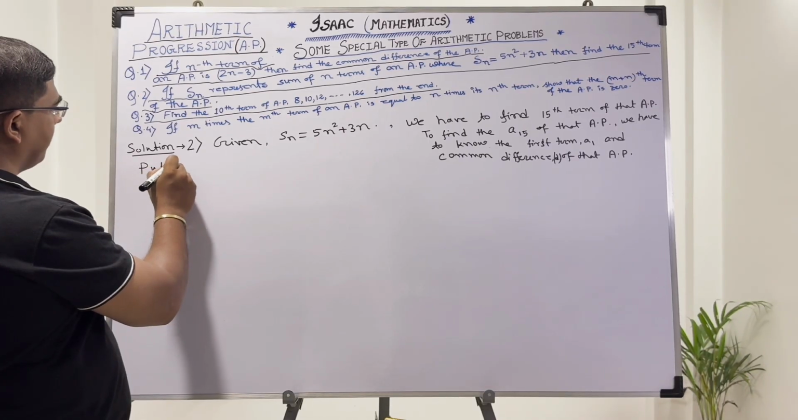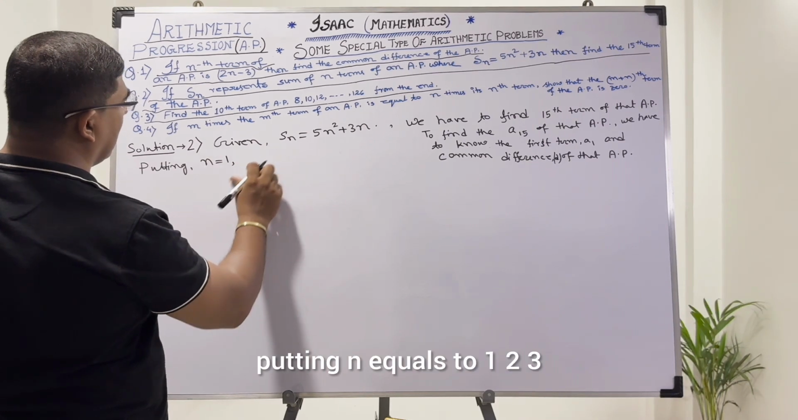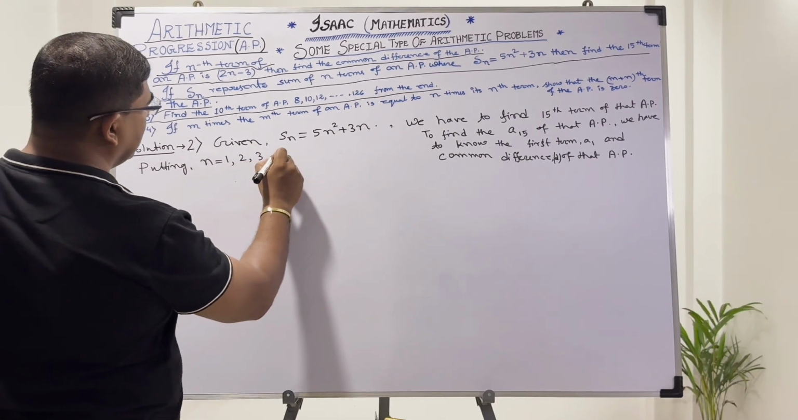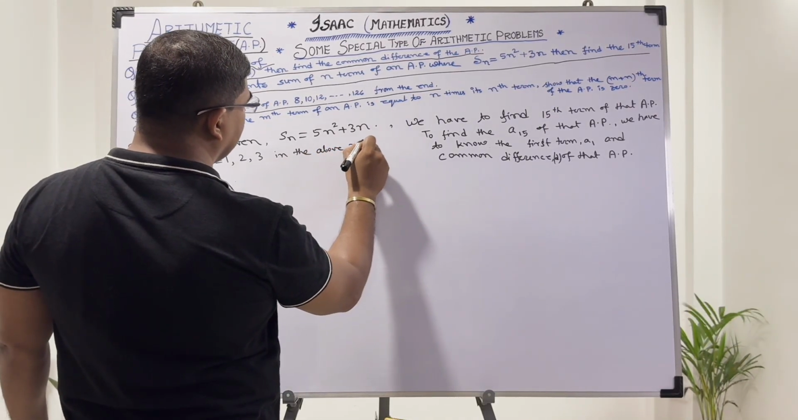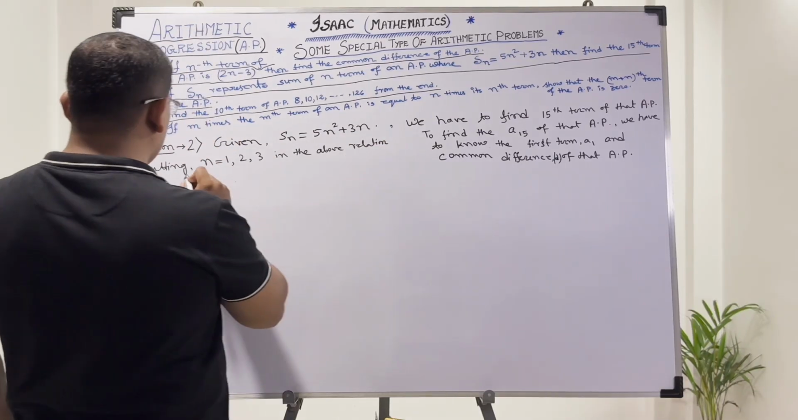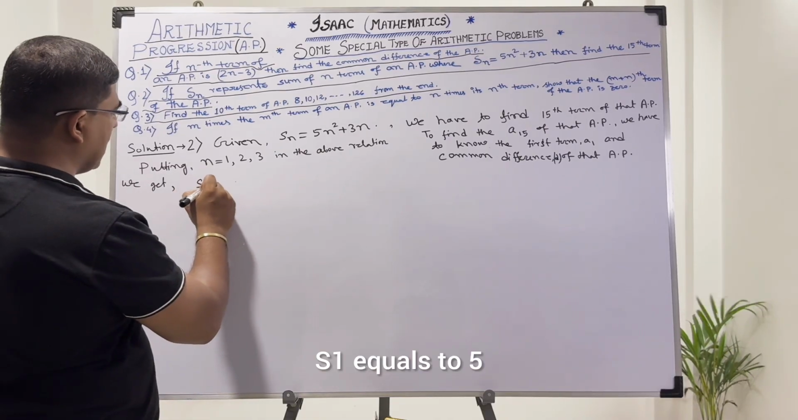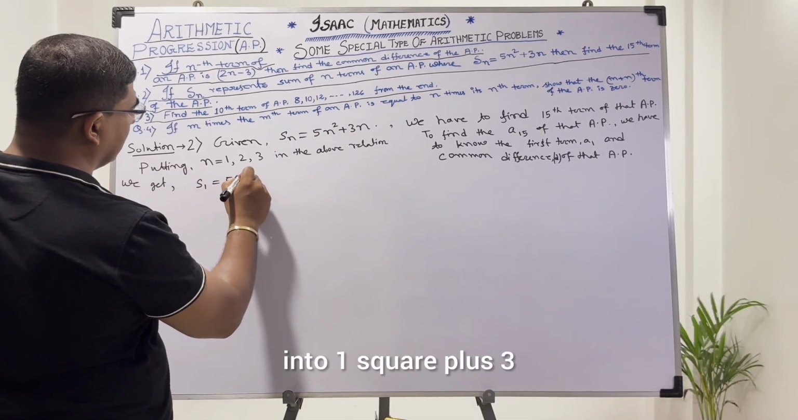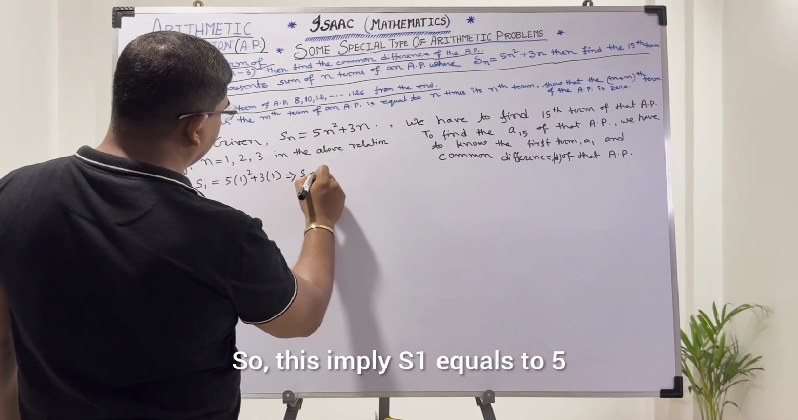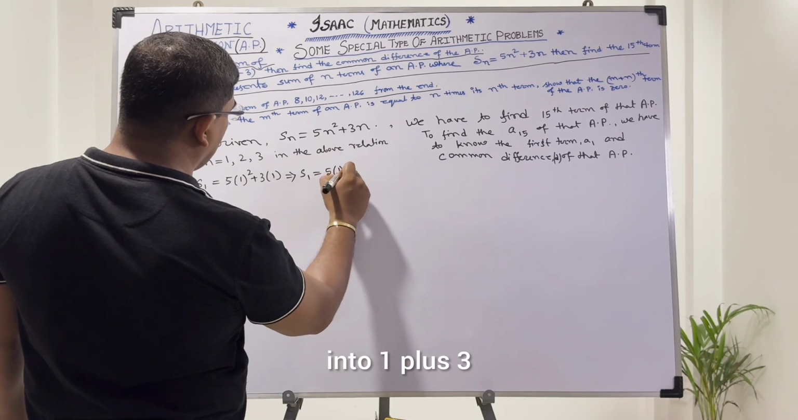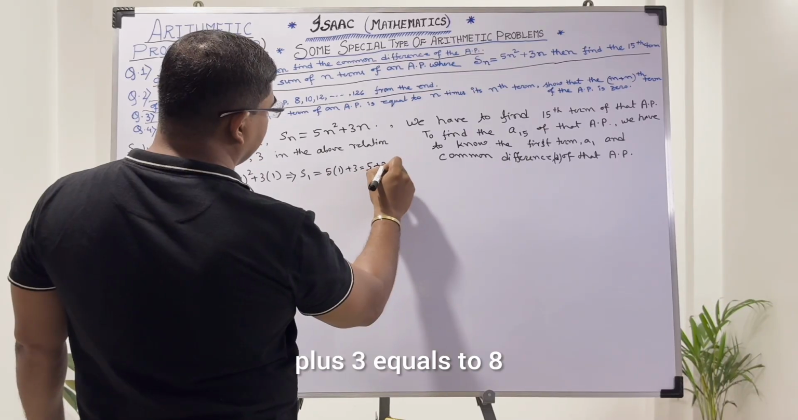Putting n equals 1, 2, 3 in the above relation, we get S1 equals 5 into 1 squared plus 3 into 1. So this implies S1 equals 5 into 1 plus 3. That is 5 plus 3 equals 8.